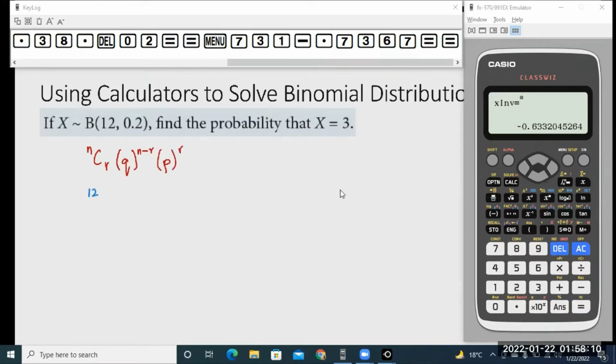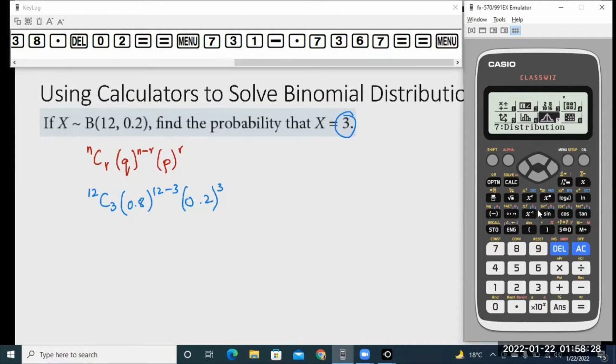So n in this case is 12. I'm trying to calculate the probability for 3. So 0.8^(12−3) times 0.2^3. Now, when you have a lot of these binomial distribution questions, it's tough to calculate each of them by writing them down on a calculator.